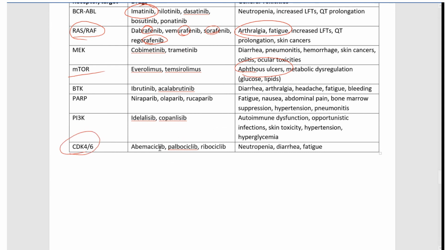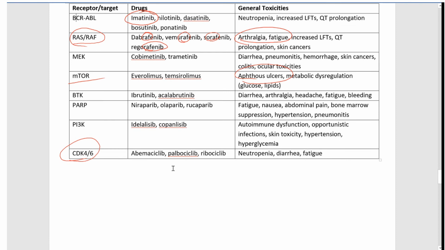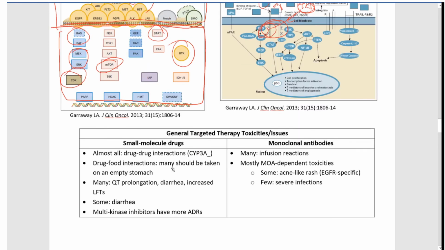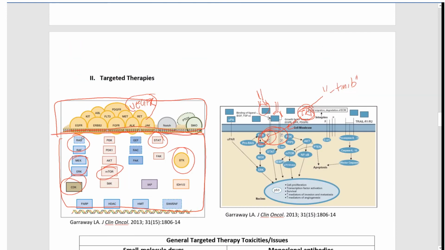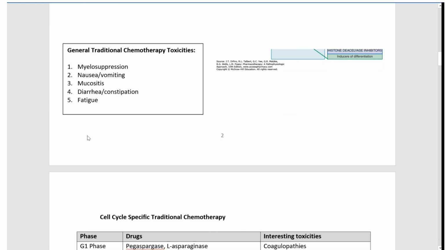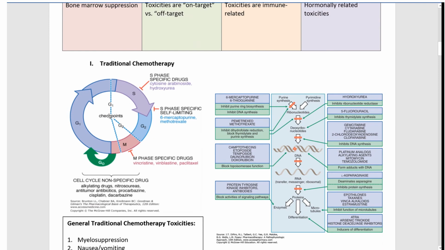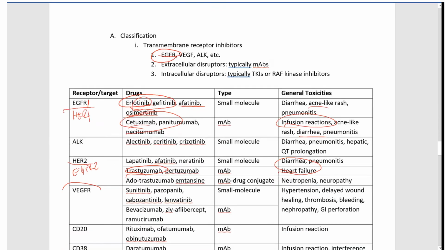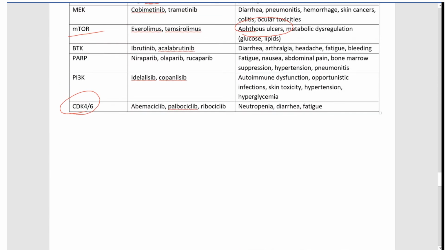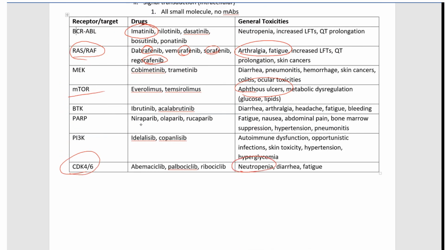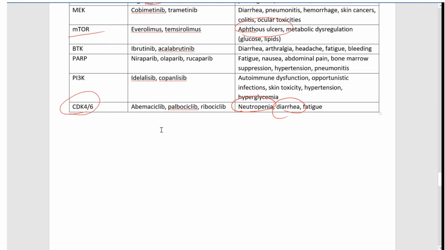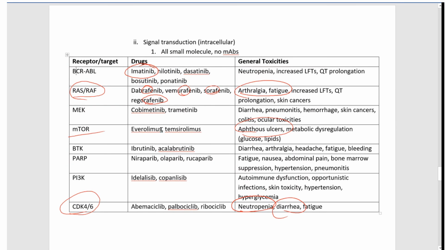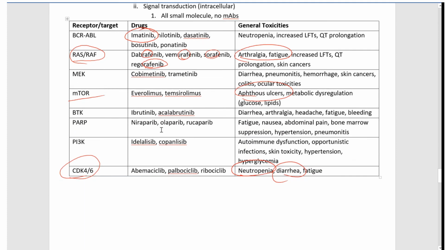And the other class here, not to say that the other ones are not important, but the more important class here in terms of breast cancer and high utilization would be your CDK4/6 inhibitors, which are a new class of medications. So this would be the receptor right here, which is actually involved in cell cycle checkpoints. So if we rotate all the way back up here, it's involved with these checkpoints and progression from one checkpoint to the next within the cell cycle. And so with these CDK4/6 inhibitors, they can cause some significant neutropenia and diarrhea as well. So those would be your important receptors to think about on the intracellular side.